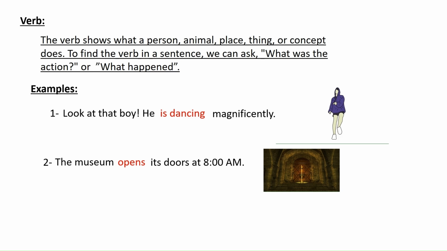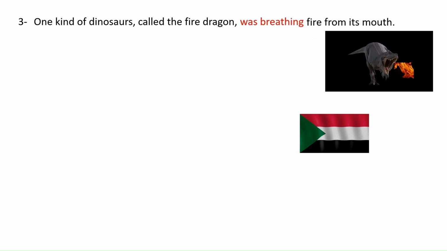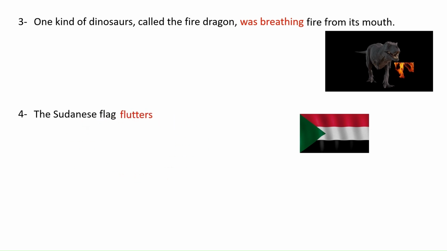Number one, look at that boy. He's dancing magnificently. Number two, the museum opens its doors at 8 o'clock in the morning. Number three, one kind of dinosaurs called the fire dragon was breathing fire from its mouth. Number four, the Sudanese flag flutters above the embassy. Number five, hope springs eternal.